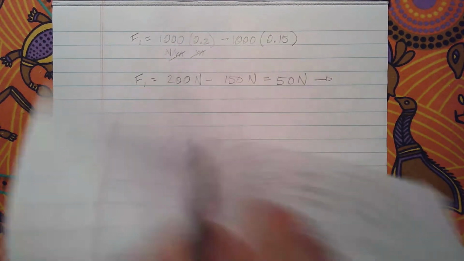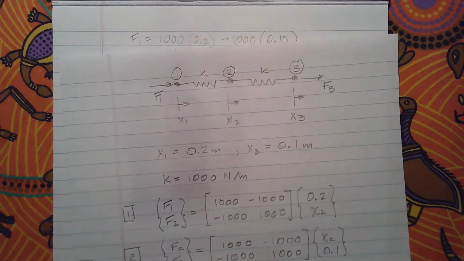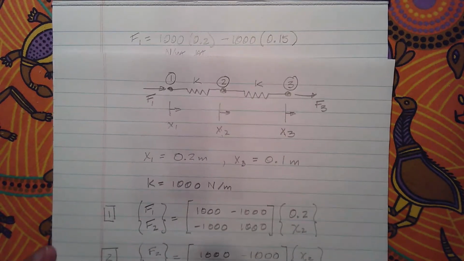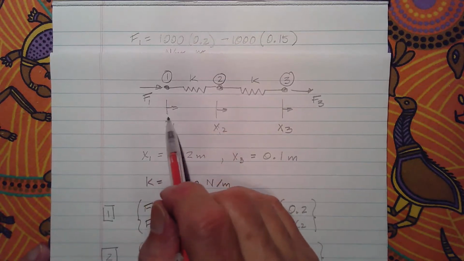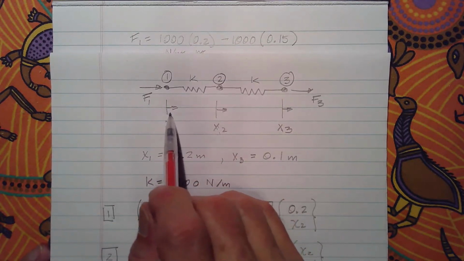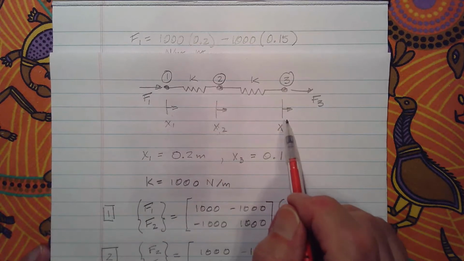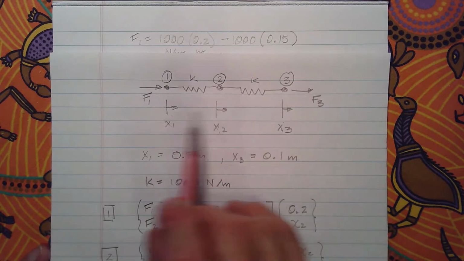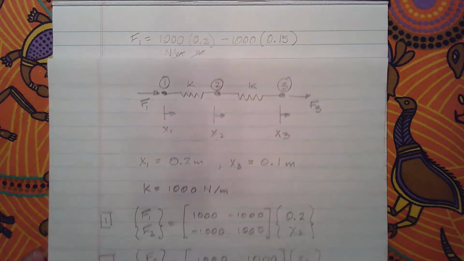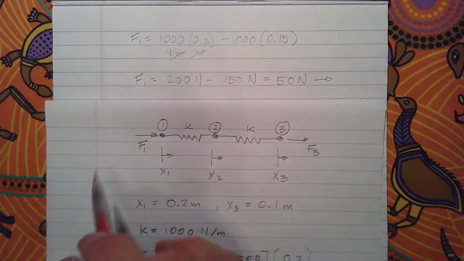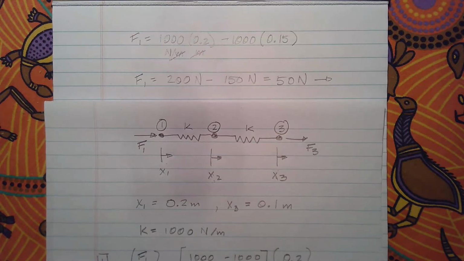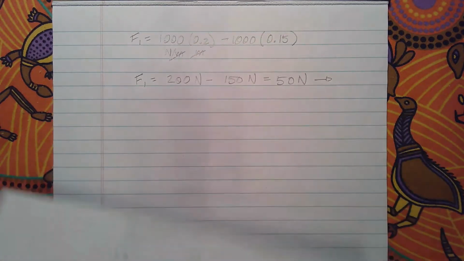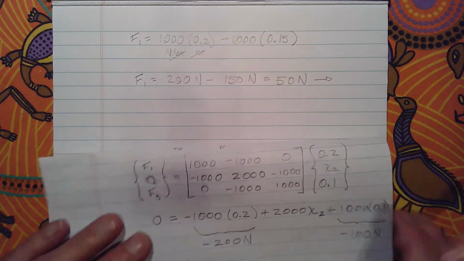Which it should be, because our boundary conditions were that x1 is 0.2 and x3 is 0.1, and therefore this whole system is going to be in compression, and that means that F1 actually will be to the right. Now when we solve for F3, it should be to the left, so it should be negative. So let's do that, and we use a third equation for that.